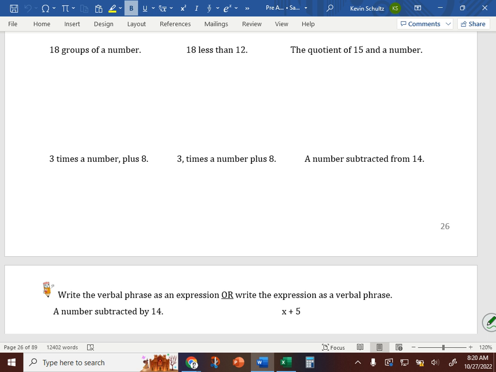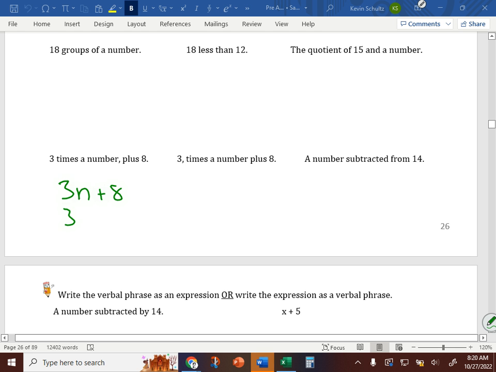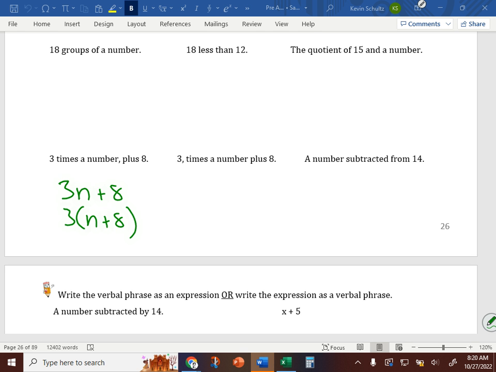Like when you hear 3 times a number plus 8, is it saying 3 times a number, plus 8, or 3 times, a number plus 8? I'm going to write the same things here. Those are two different things, aren't they? In the top one, you're multiplying by 3 first and then adding 8. In the bottom one, you're adding an 8 first because of the parentheses and then multiplying that total by 3. So the order of operations changes between the two of them because of the parentheses.